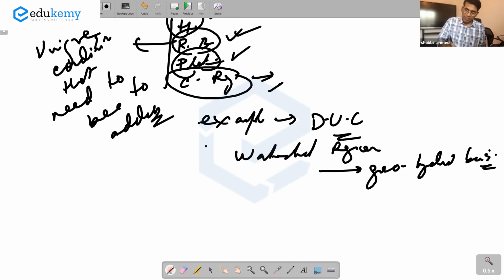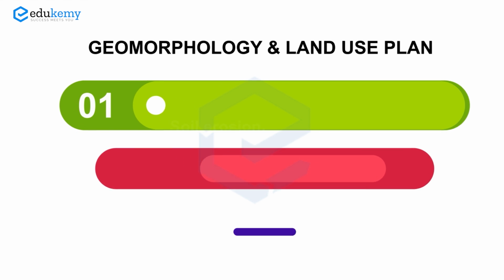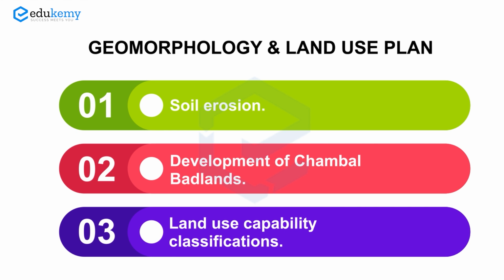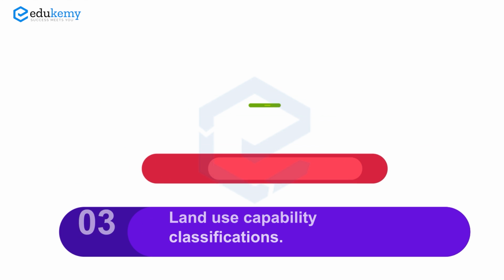Similarly, you can talk about geomorphology and land use planning. In particular, talking about dealing with soil erosion, dealing with development of Chambal badlands. Geomorphology is important for land use capability classification, which is done on the basis of slopes and geomaterial.